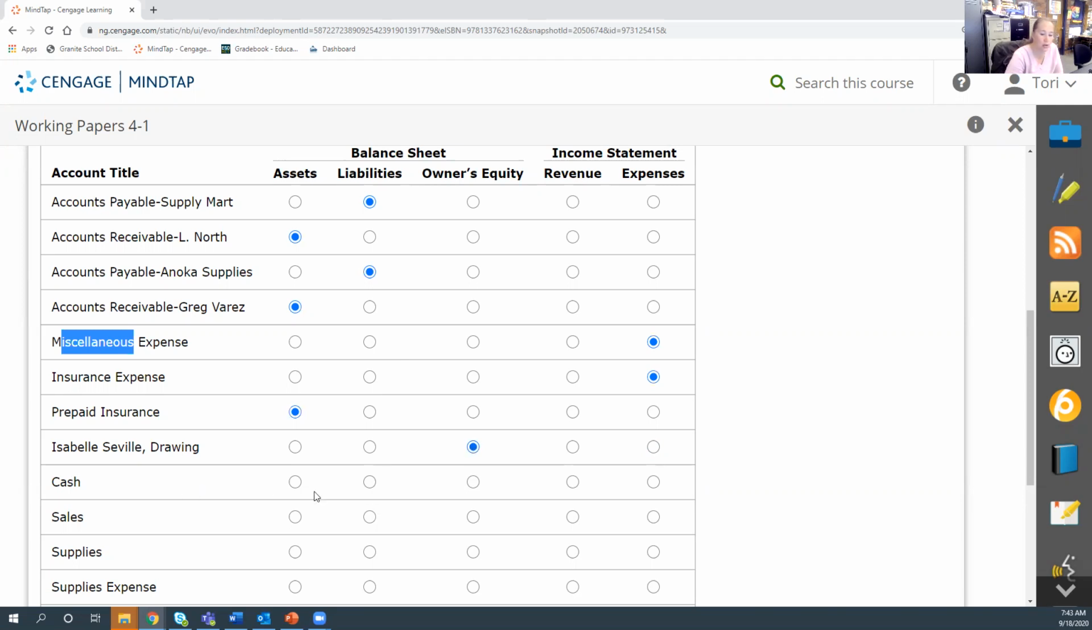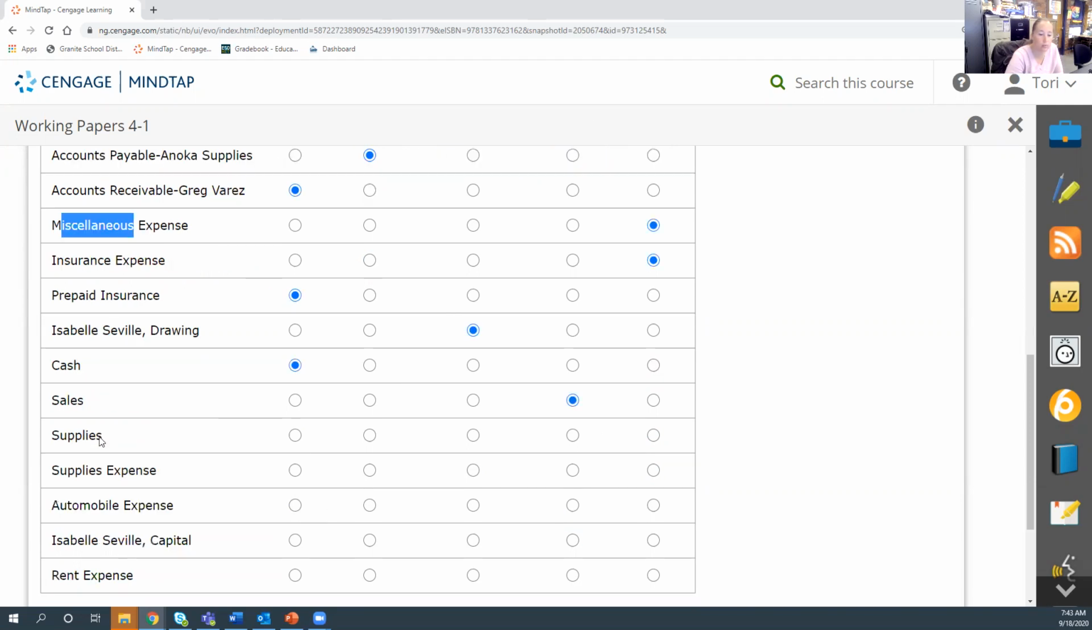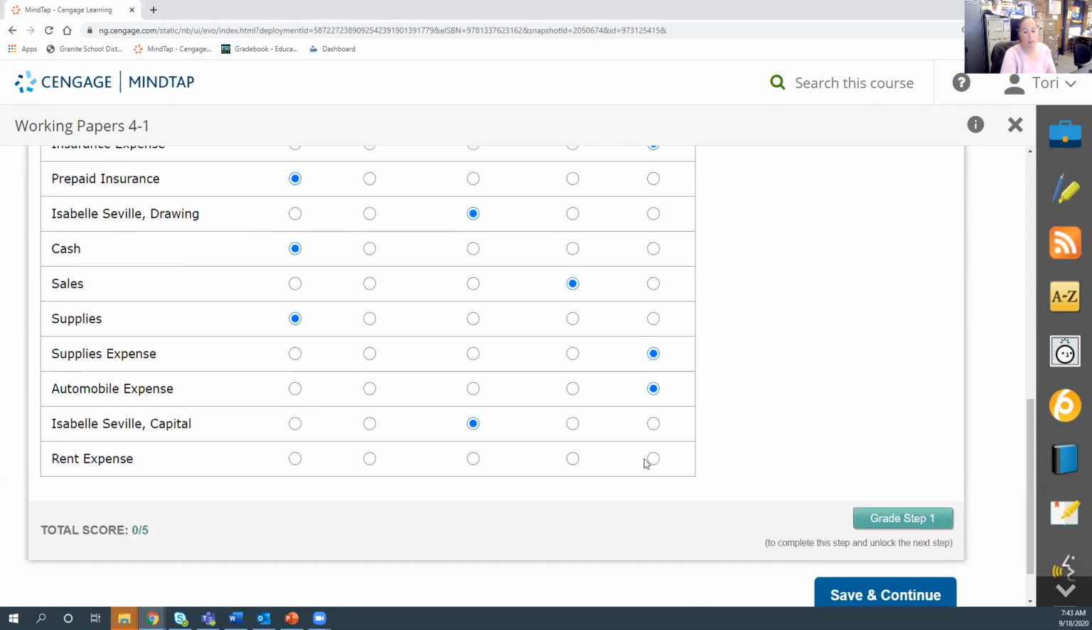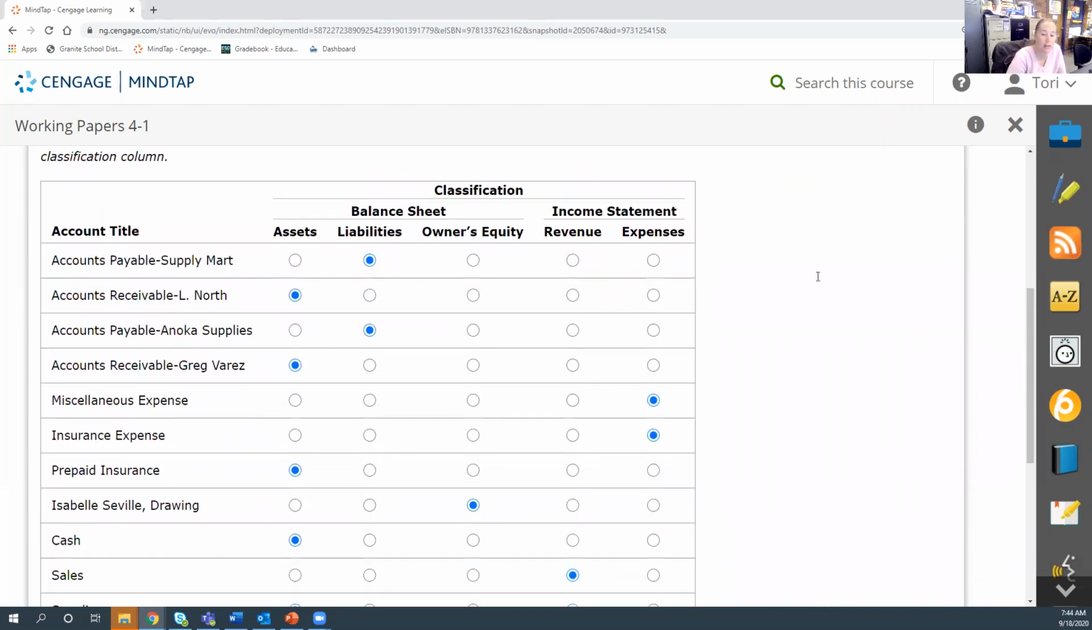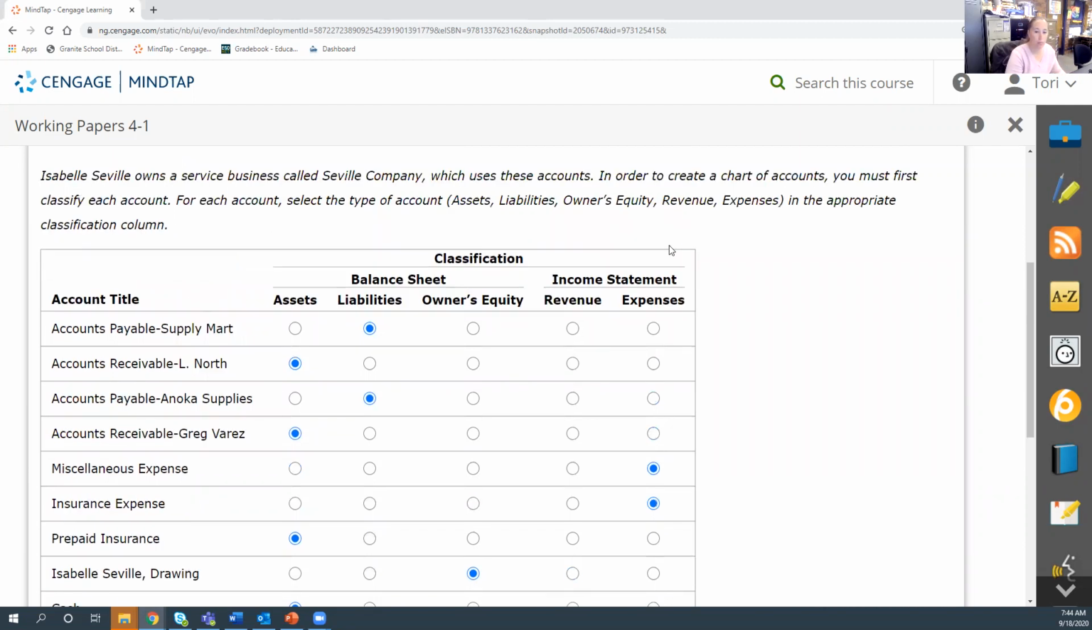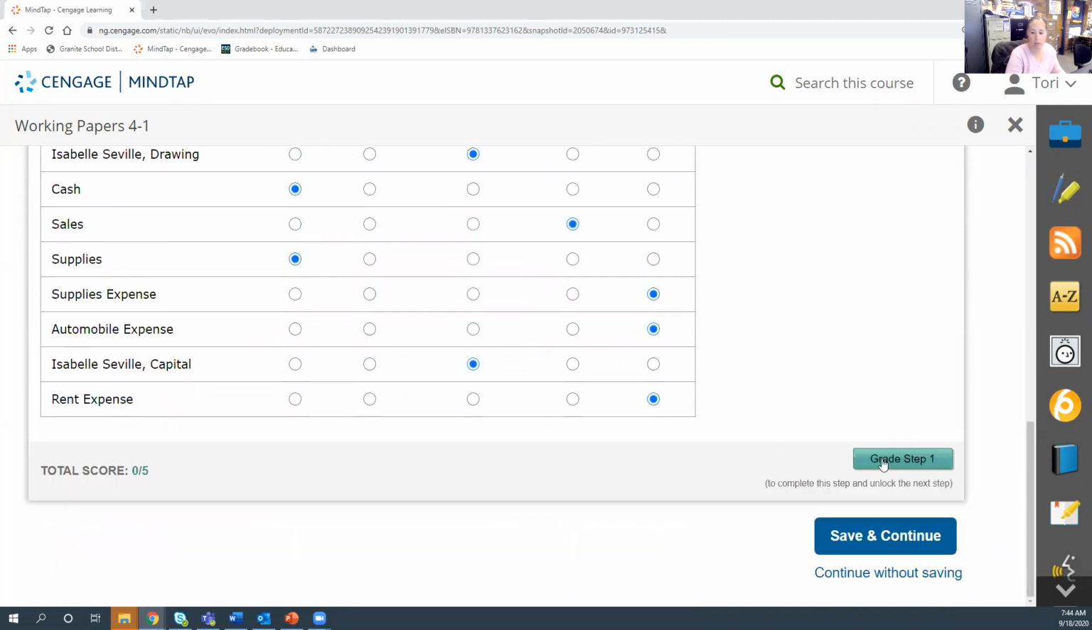Cash is going to go under asset. Sales will go under revenue. Supplies is going to go under asset. Supplies expense is going to go over here in expense. Automobile expense. Capital is owner equity. And then rent expense is going to go under expense. Now this will play more out in chapter 5 or 6 whenever we do worksheets. So we can go on to our next step.